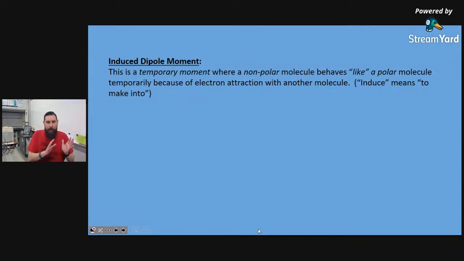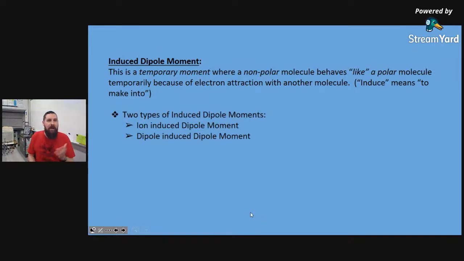Okay, so this is the way I think about induced dipole. Think about a cafeteria, all the students sitting, everything's nice and calm. The students are your electrons, milling about, minding their own business. And then a fight breaks out. Well, that fight is like a positive ion. And all the students as electrons are going to rush over to see what's going on, whether they should or not. But as soon as they get over and they see that the fight's already ended, they spread right back out. That's an induced dipole moment. And there's actually two types of induced dipole. You can get an ion-induced dipole or a dipole-induced dipole.